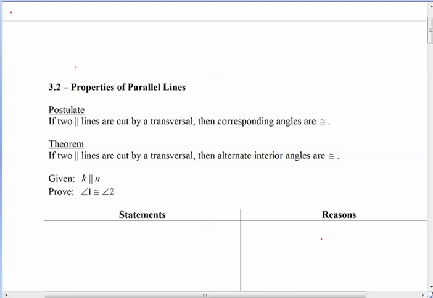It cannot be formally proven, but it's an intuitive idea that we accept. And then the other 3 are theorems, 2 of which we will prove today. So we're moving on with our study of various types of angles that are created when a transversal cuts through 2 lines. But today we will only be dealing with parallel lines. Okay, parallel lines are going to be indicated with a mark like this.